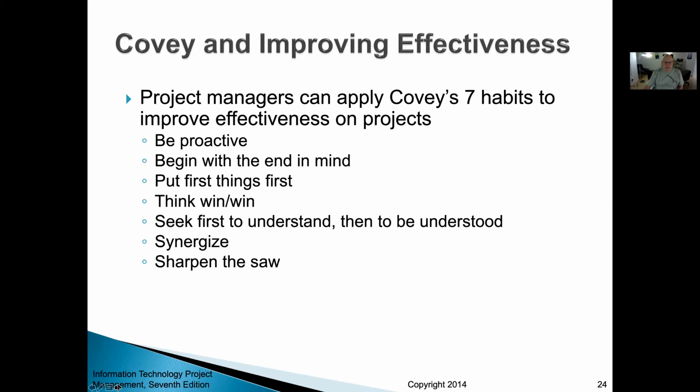This is Covey's 7 Habits. Be proactive. Begin with the end in mind. Put first things first. Think win-win. Seek first to understand, then to be understood. Synergize. Sharpen the saw.